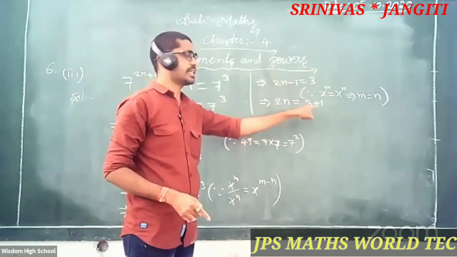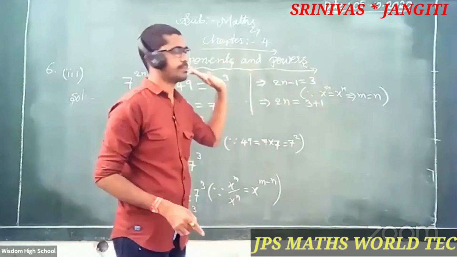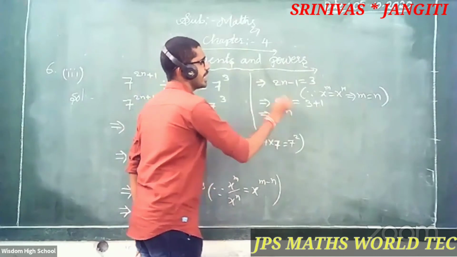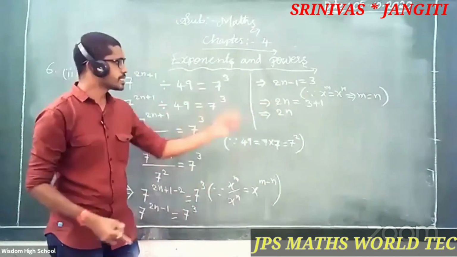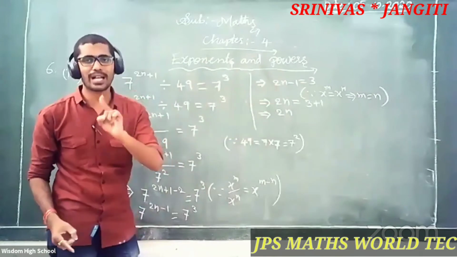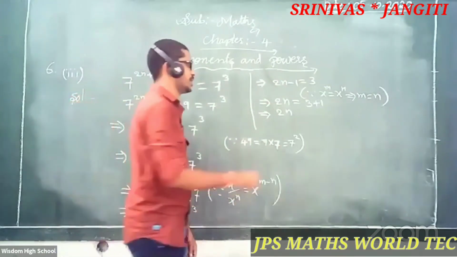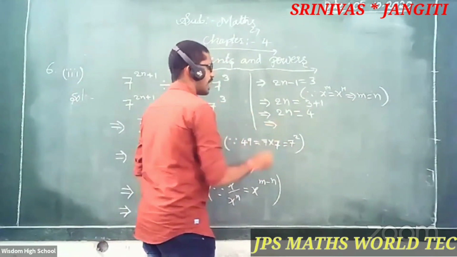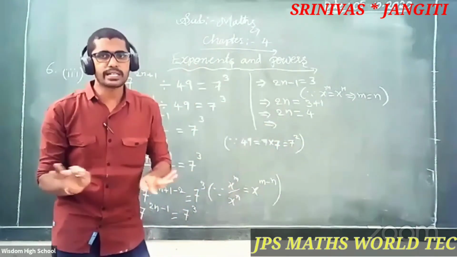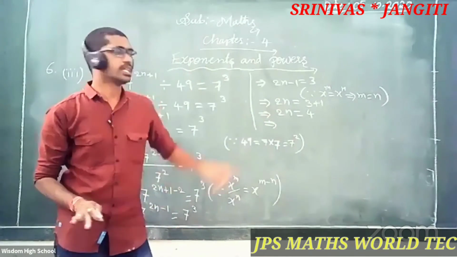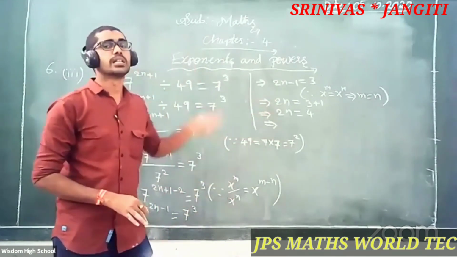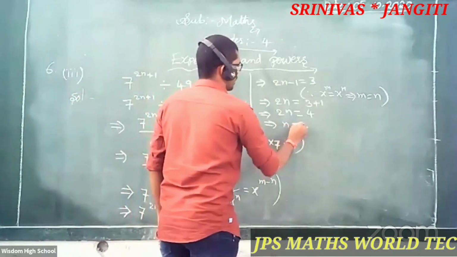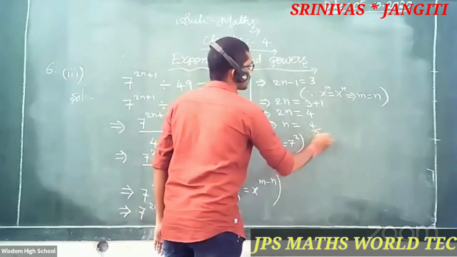2n minus 1 is equal to 3. This minus 1, you send to the right side. What happens here? Plus 1. That implies 2n is equal to 3 plus 1. What is 3 plus 1? Yes, very good, that is equal to 4. Now what do you actually want? Only n, not 2n. You want only the n value, no? That's why you don't want the 2 here. This 2 also transfers to that side.